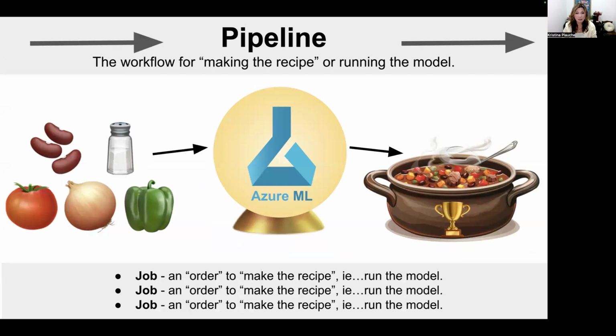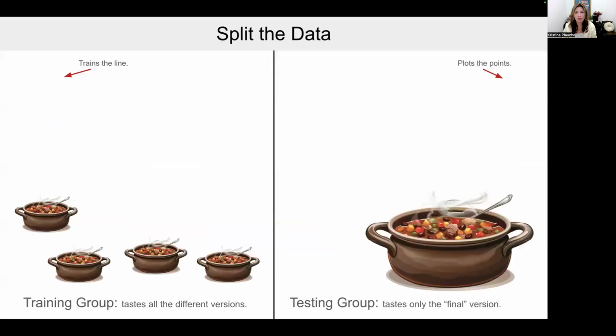In Azure Machine Learning Studio, we're creating pipelines and jobs, and I just thought this would be helpful. A pipeline is like a workflow, and a job is like an order to run the model. So if you were in the kitchen, the pipeline would be like everything you have to do to make a pot of chili, and a job would be an order for a pot of chili.